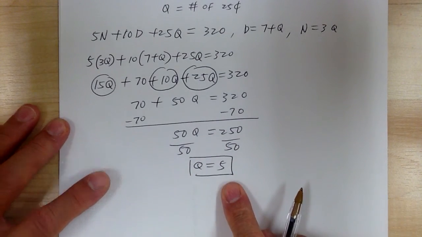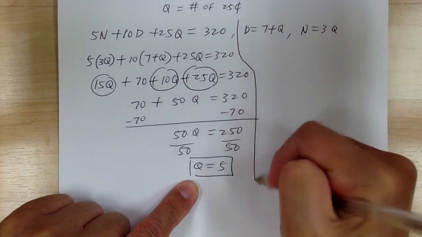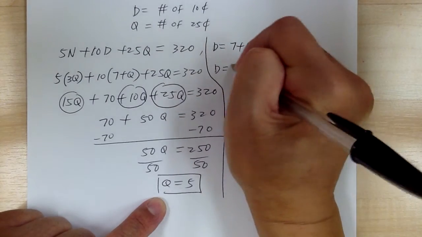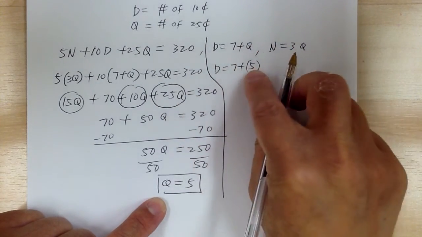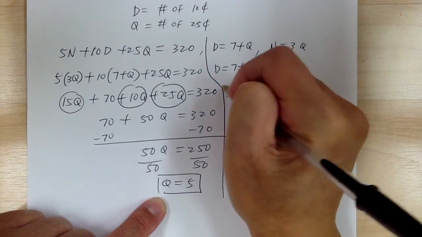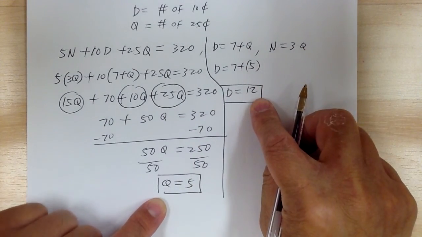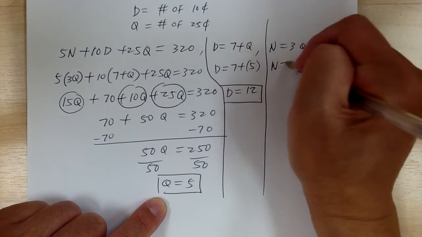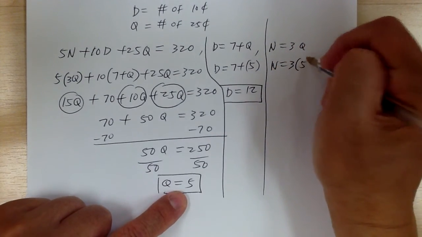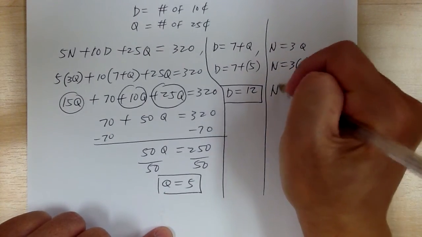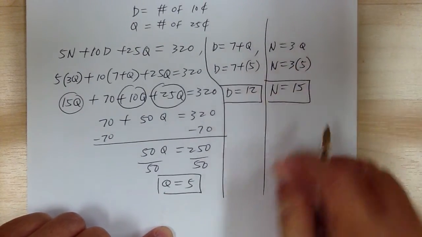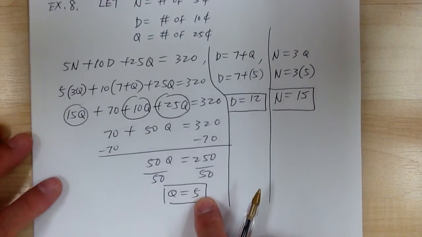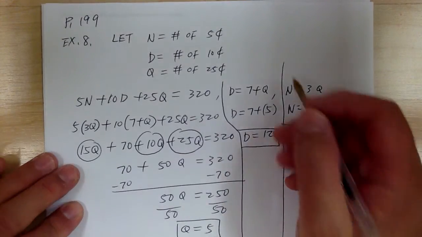Once you find Q, you can come over here and substitute to look for the other 2 variables. D equal to 7 plus Q, which is 5. So D equal to 12. So there are 12 dimes. Now let's go and look for the nickels. So N equal to 3 times Q. So Q is 5, so substitute. So N equal to 15, and that's it. So you got 15 nickels, 12 dimes, and 5 quarters. So let's go and do some practice.